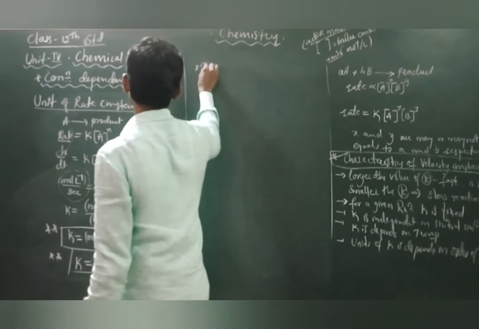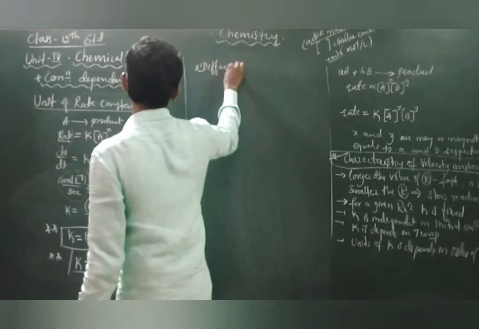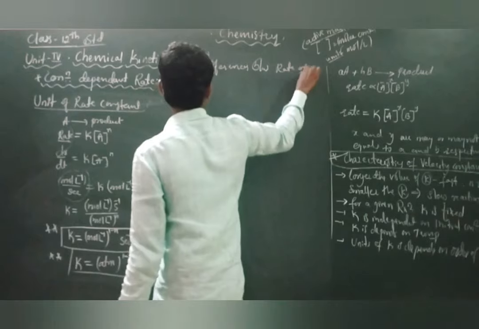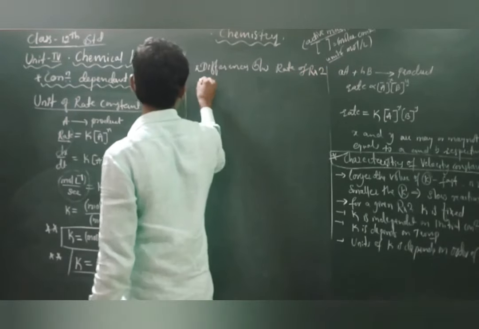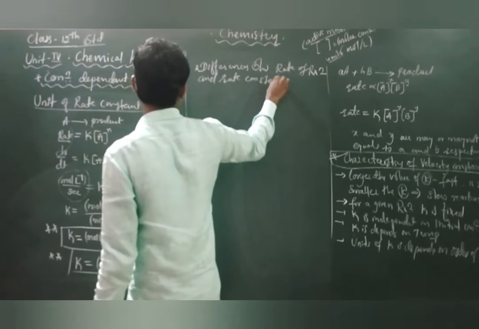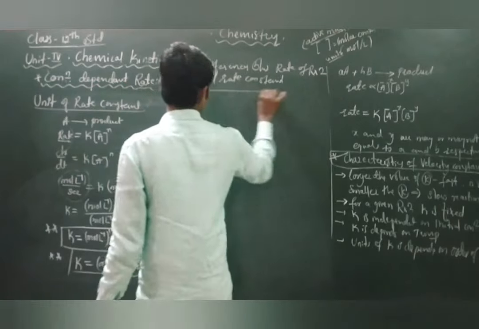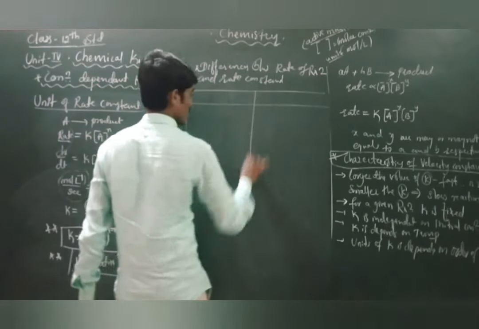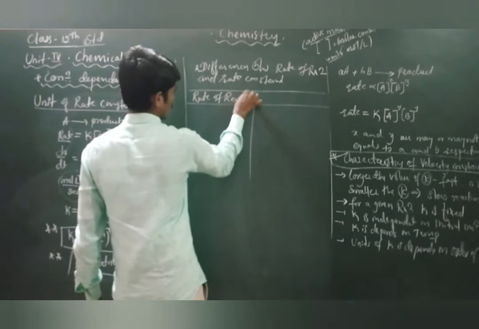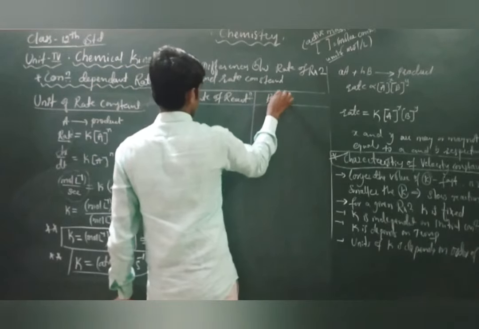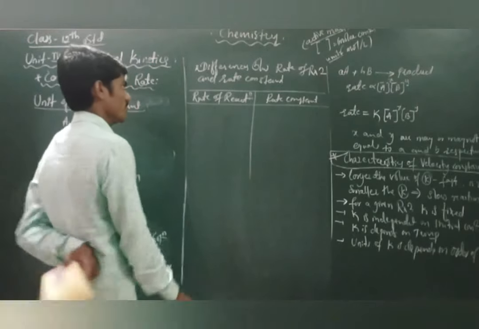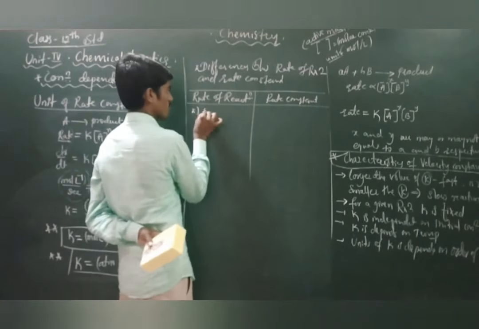Difference between rate of reaction and rate constant. So please note two columns. One is rate of reaction, and second one is rate constant. Rate of reaction, first point यहाँ पर definition लिखिए इसका.